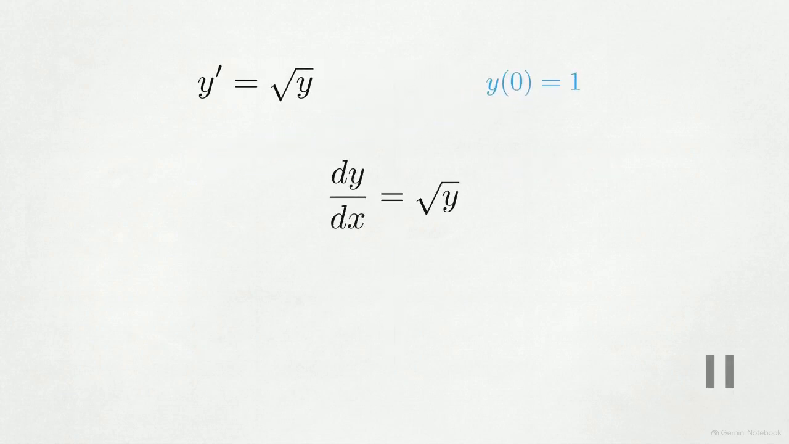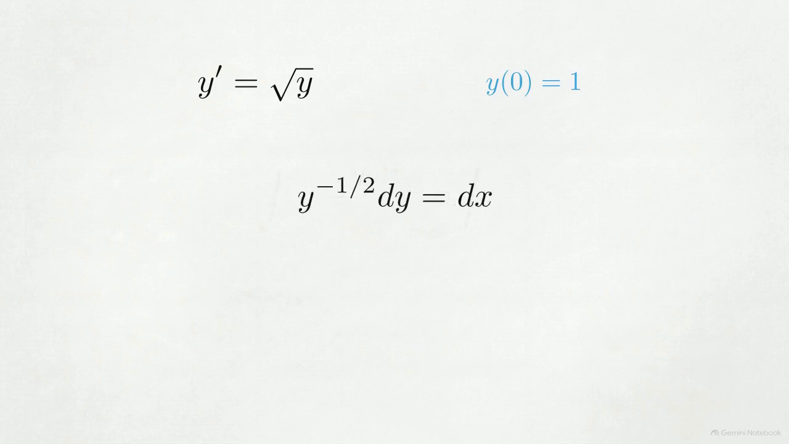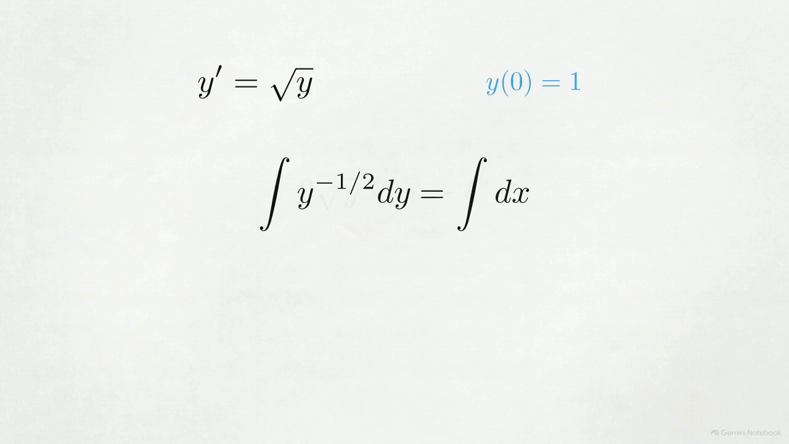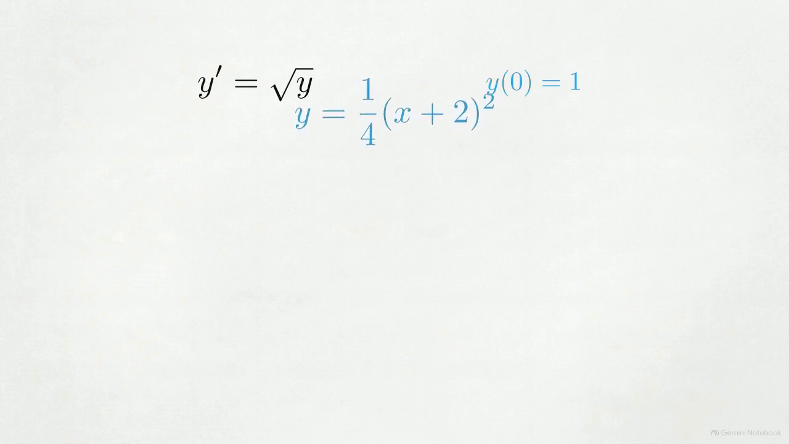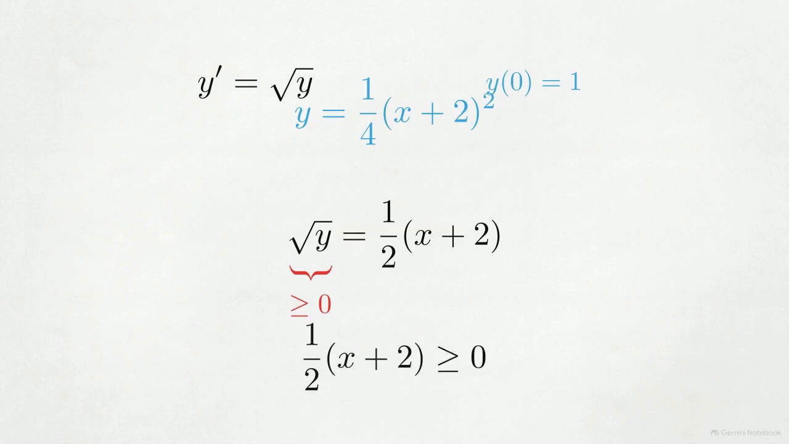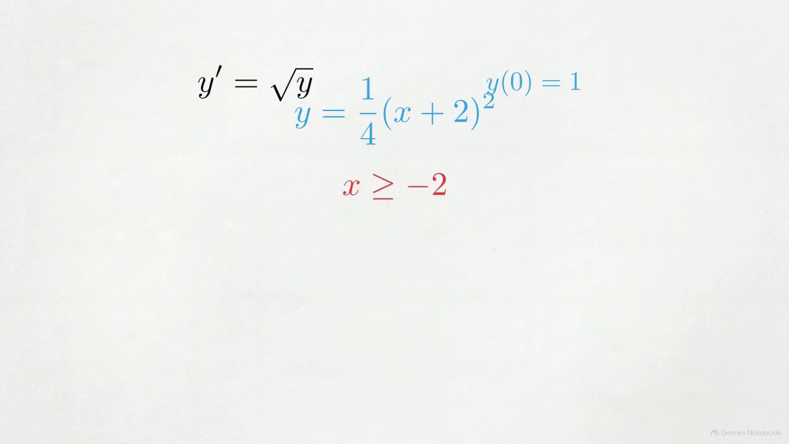Pause the video here to separate the variables, integrate, and solve for c using the initial condition y of 0 equals 1. Integrating y to the negative 1/2 power results in 2 root y, while the right side becomes x plus c. Using our starting values, we find c equals 2. Squaring both sides produces the function y equals 1/4 times x plus 2 squared. A square root must output a non-negative number, which means the right side of the equation, 1/2 times x plus 2, must be greater than or equal to 0. This restricts the solution to where x is greater than or equal to negative 2.